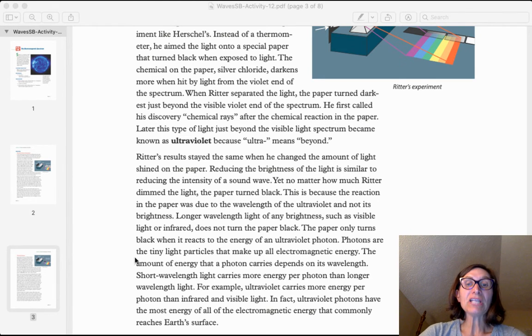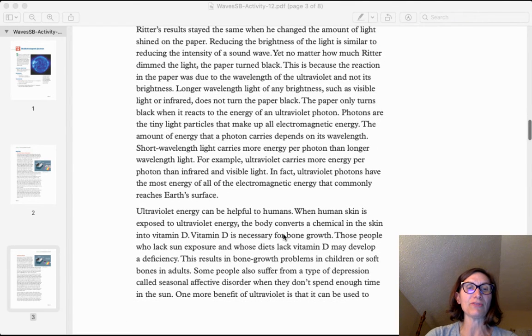Photons are the tiny light particles that make up all electromagnetic energy. The amount of energy that a photon carries depends on its wavelength. Short wavelength light carries more energy per photon than longer wavelength light. For example, ultraviolet carries more energy per photon than infrared and visible light. In fact, ultraviolet photons have the most energy of all the electromagnetic energy that commonly reaches the Earth's surface.